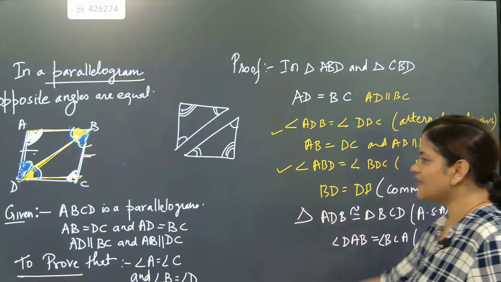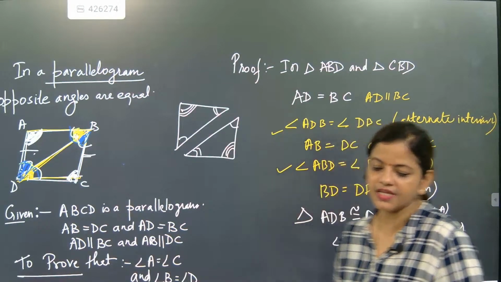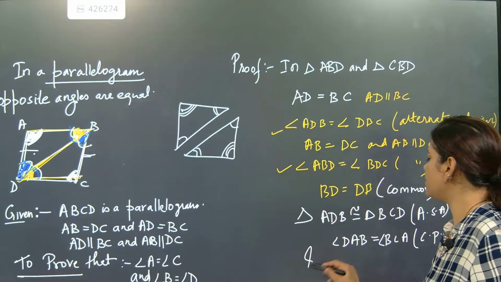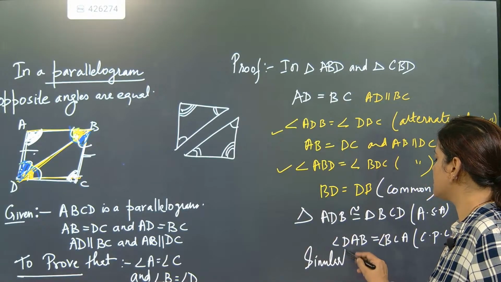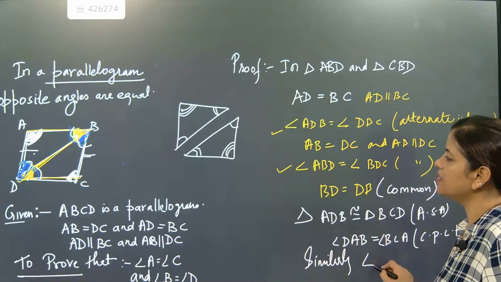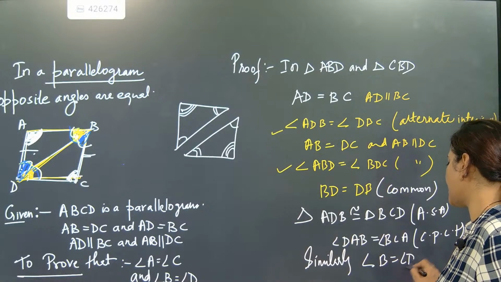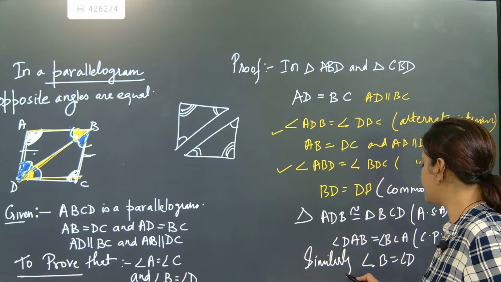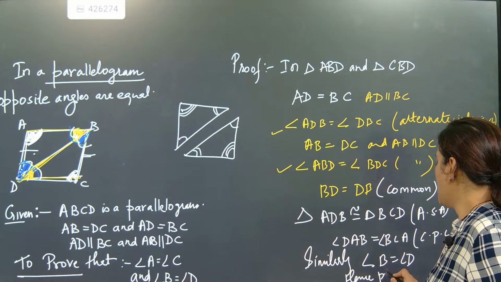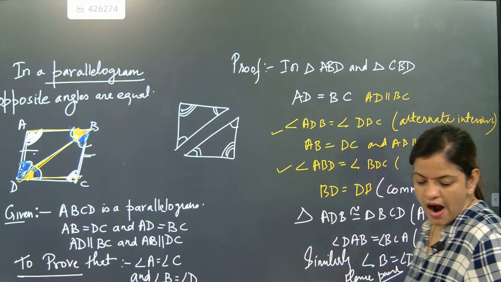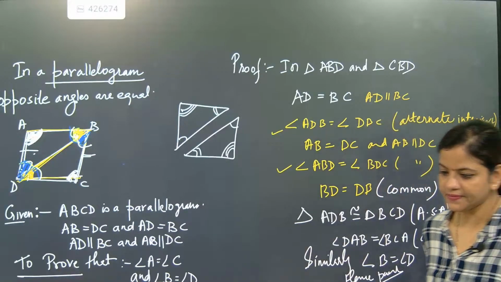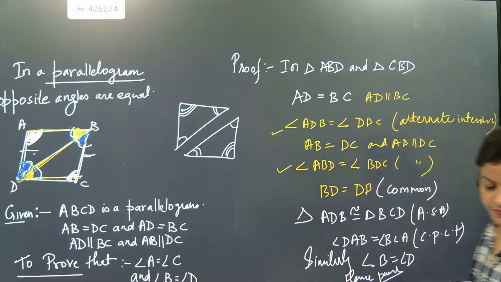So opposite angles are equal na? In a parallelogram, opposite angles are equal. Similarly, what we can write? Similarly, angle B will be equal to angle D. Hence, proof. Hence, it is proved. In NCERT book, they have not proved all this. Did we prove it? Correct? Okay, note down.